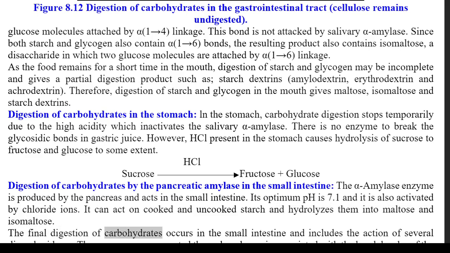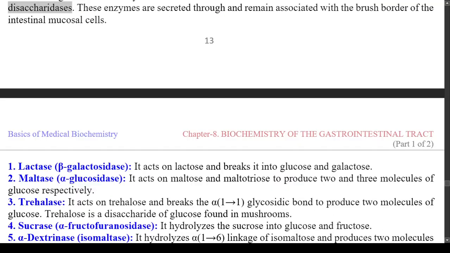The final digestion of carbohydrates occurs in the small intestine and includes the action of several disaccharidases. These enzymes are secreted through and remain associated with the brush border of the intestinal mucosal cells. 1. Lactase, beta-galactosidase. It acts on lactose and breaks it into glucose and galactose. 2. Maltase, alpha-glucosidase. It acts on maltose and maltotriose to produce 2 and 3 molecules of glucose respectively.